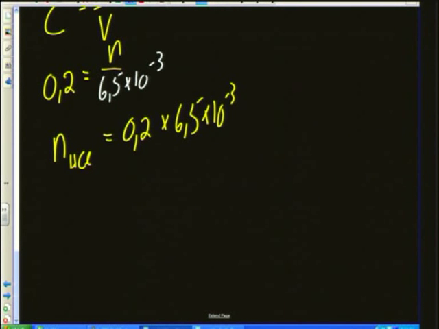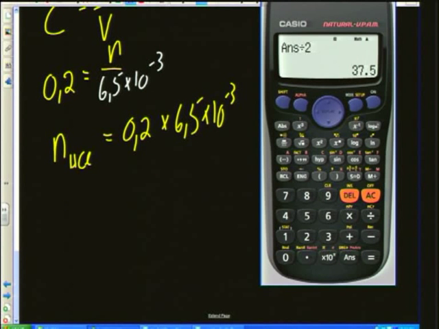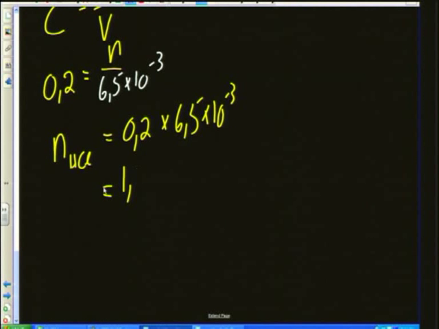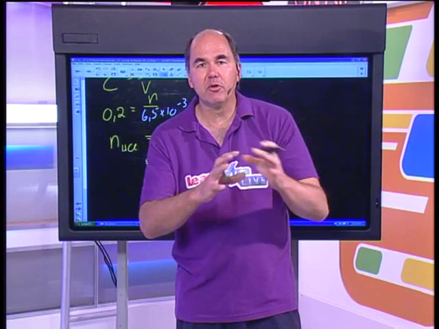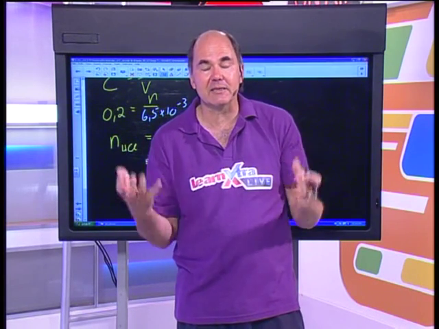So, let's call out the calculator, because I'm not going to trust myself to do that in my head. I'm going to say 0.2 times 6.5 exponent minus 3, equals, and change it, and it gives me 1.3 times 10 to the minus 3 moles. Okay? I'm not worried about changing it back into a fraction. I can work in scientific notation.